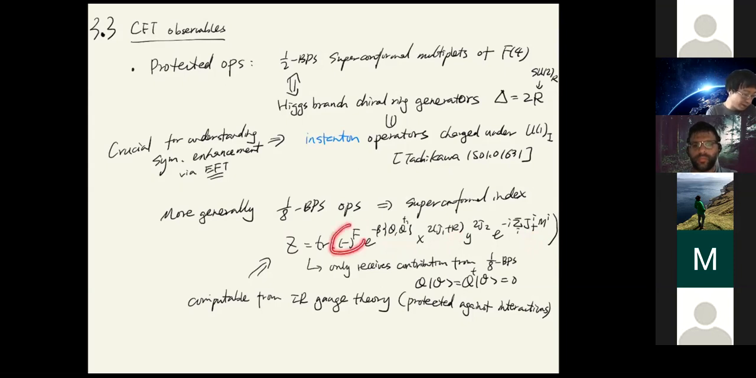And the insertion of this fermion number, as you may have remembered from the weighting index construction, makes sure that this index only receives contributions from 1/8 BPS operators. And this index has this protective feature that it is computable using the IR gauge theory. Essentially, it's a free field computation, and this is a consequence of it being protected against interactions.